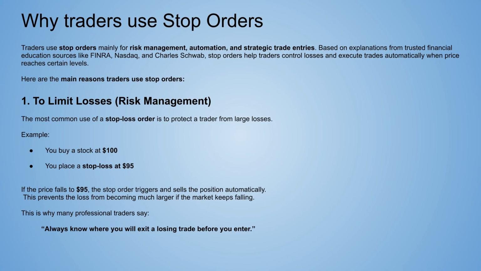Traders use stop orders mainly for risk management, automation, and strategic entries. The most common use is to limit losses. For example, placing a stop loss at $95 on a stock bought at $100 automatically closes the position if the price falls, preventing larger losses.